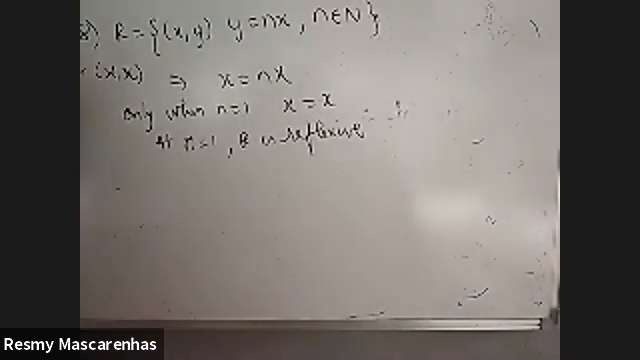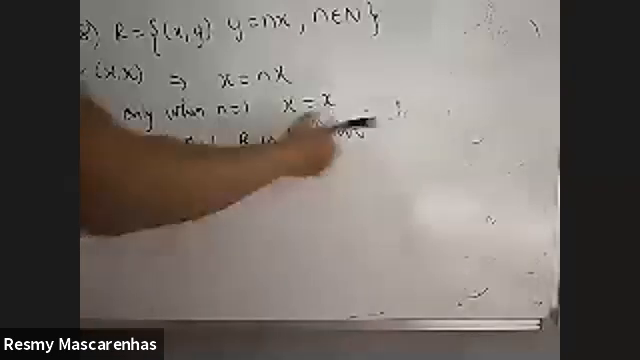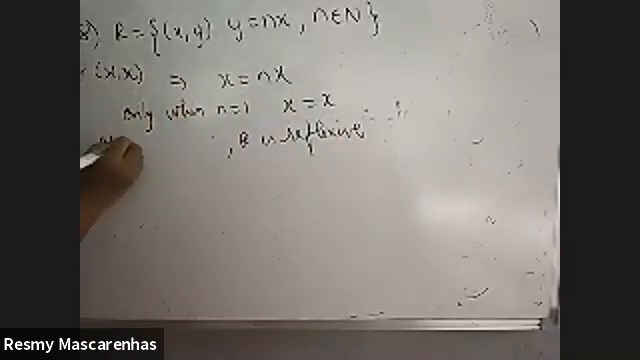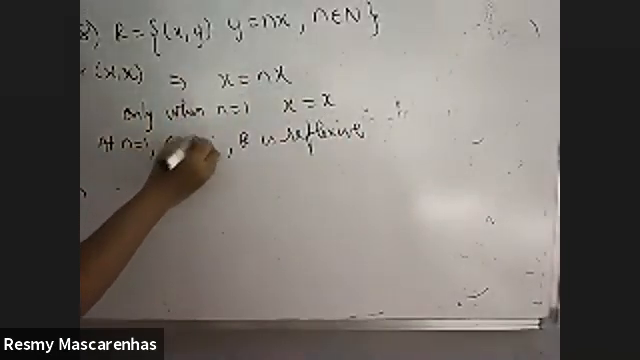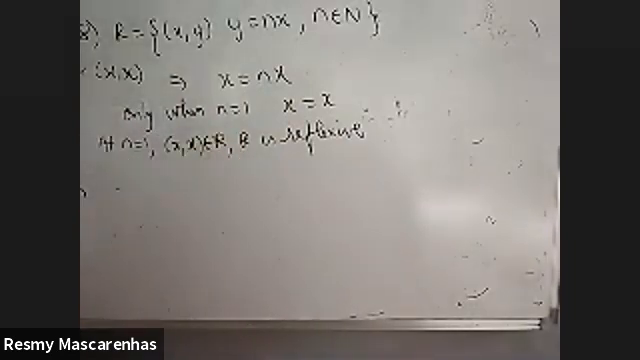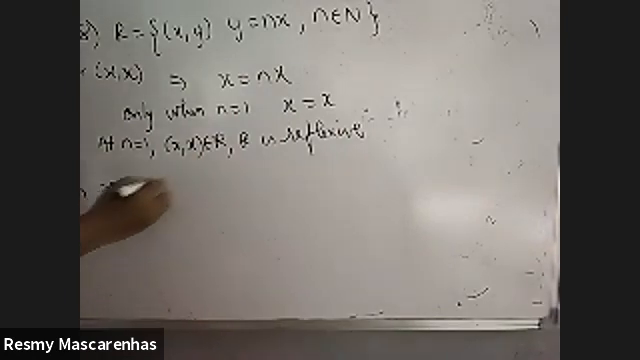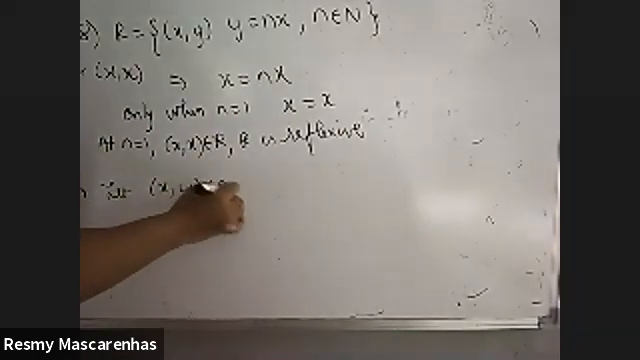Now we'll check for symmetric. This I had not written. At n is equal to 1, (x, x) belongs to R. This you write. Now for symmetry I'm checking. So now let (x, y) belong to R.